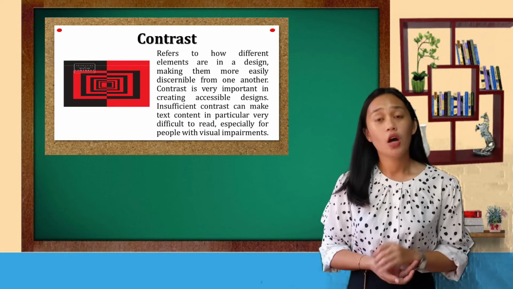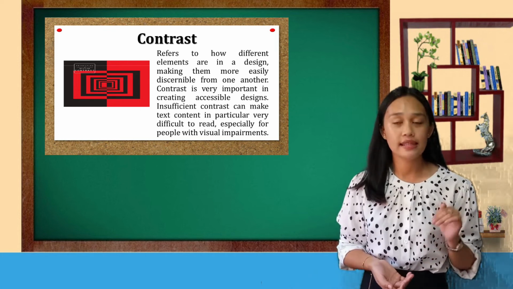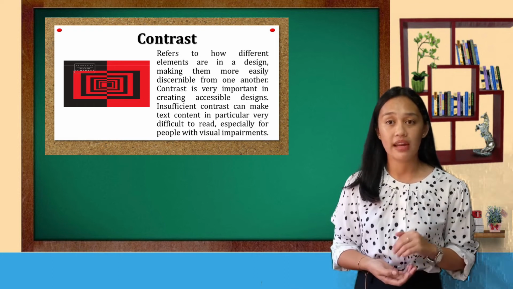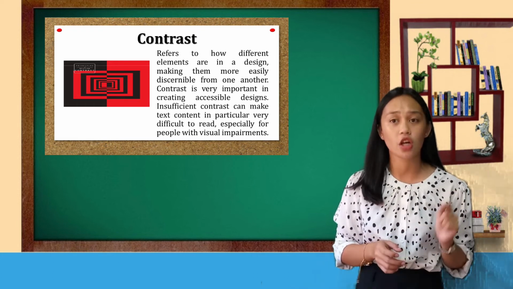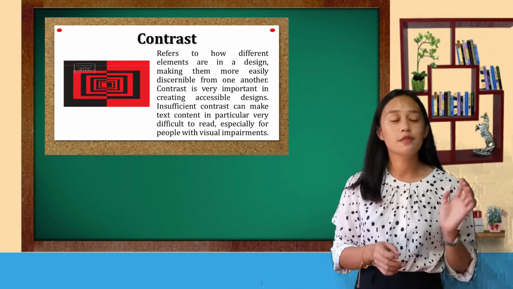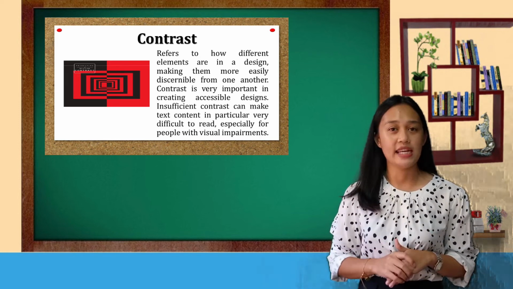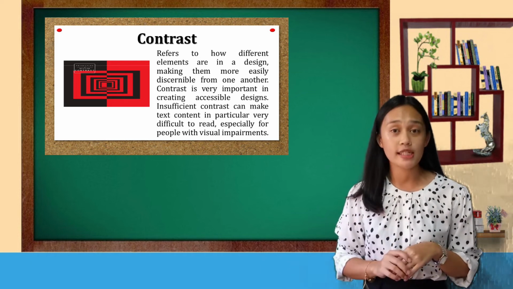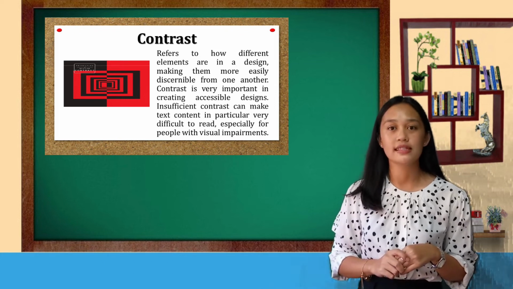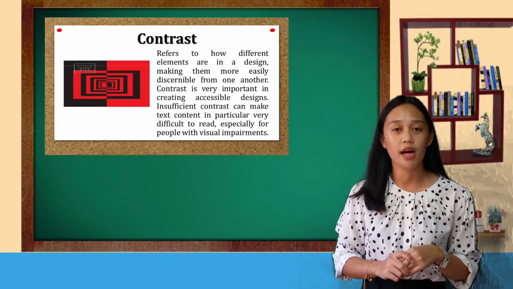Third is contrast. Contrast refers to how different elements are in a design, making them more easily discernible from one another. Contrast is very important in creating accessible designs. Insufficient contrast can make text content in particular very difficult to read, especially for people with visual impairments. Contrast is simply defined as difference. Difference between art elements like color, value, size, texture, and so on can intensify the elements used. As a result, the elements used in a work of art can become more powerful.